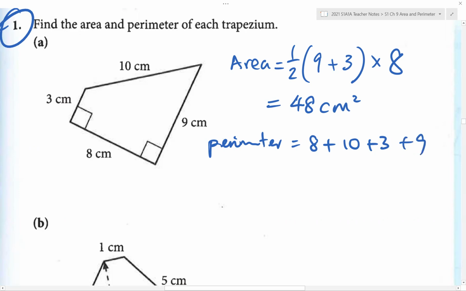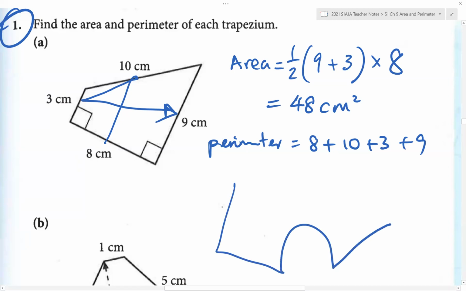Wow, how you jumping all over the place? 8 plus 10 plus 3 plus 9. Why did you go in such a funny way? You see, while it is not wrong, 4 numbers are easy to count. You won't miss anything out. But what if you have a shape that has more sides? If you jump all over the place, you may miss out a segment.